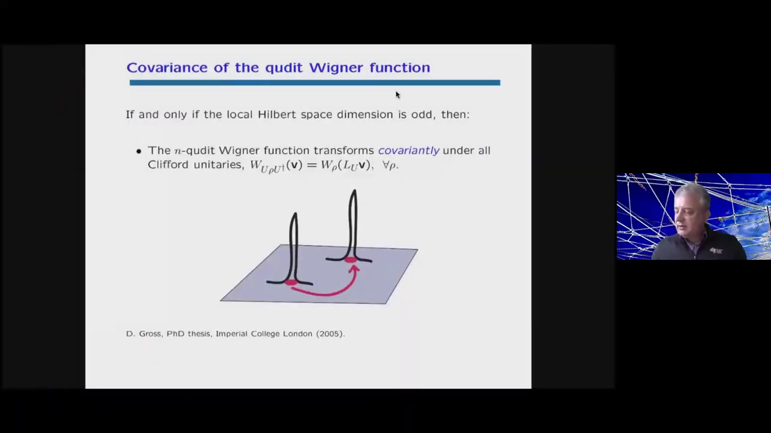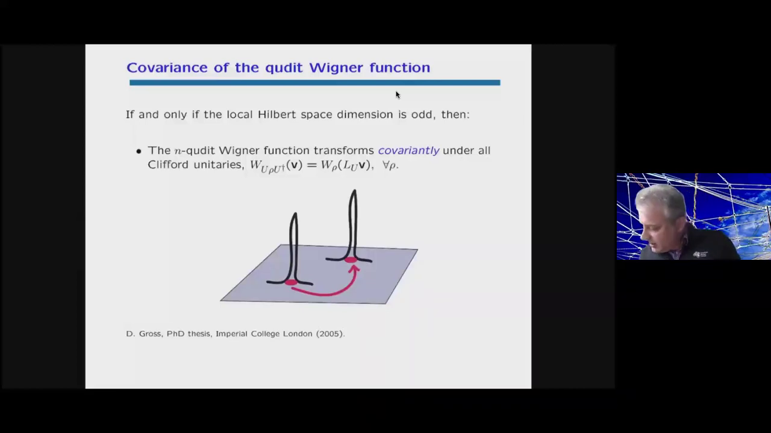All right, so Wigner functions. There are important properties that Wigner functions have and that we need to talk about. Remember, I want to illustrate to you why this theorem holds. So the first important property is covariance of Wigner functions.